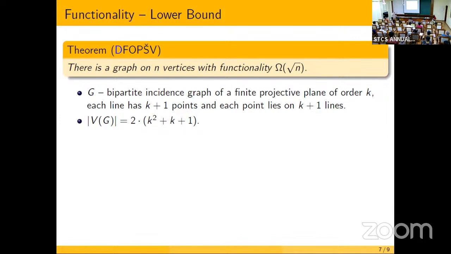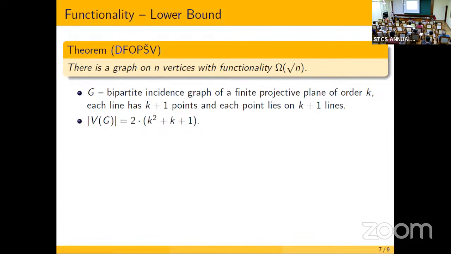And there are many more properties, like every 2 lines intersect in exactly 1 point, and through 2 points there is exactly one line, and so on and so on. And we know that if k is prime, such an object exists.